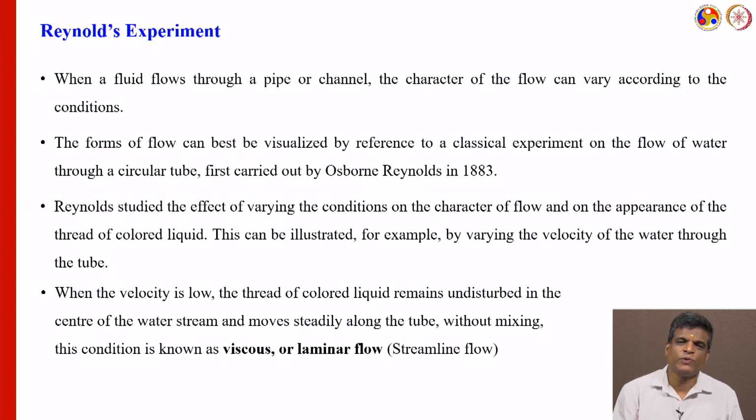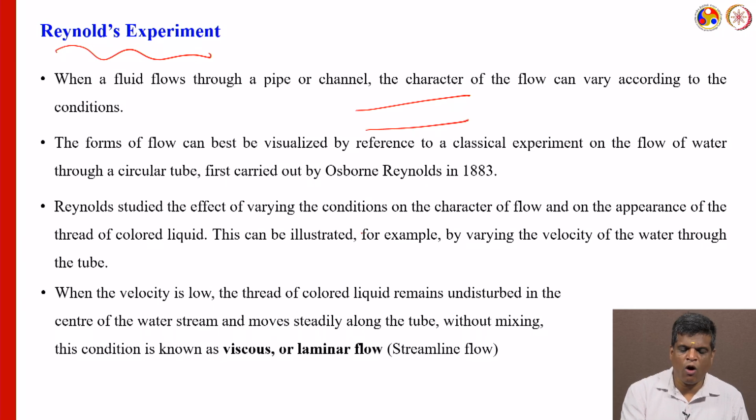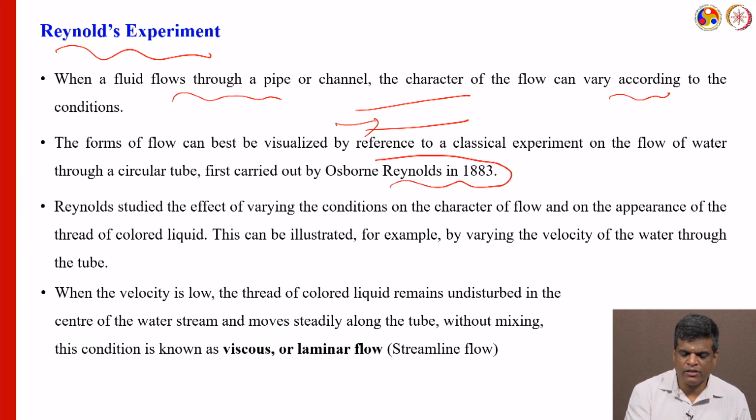Now, one famous topic here is Reynolds' experiments, which is very important. Take the example of pipe flow: how the flow pattern behaves when fluid flows through a pipe or channel, and how the flow can vary with conditions. Who carried out this work? That is Reynolds, in 1883. He carried out experiments on the flow of water in a circular tube.